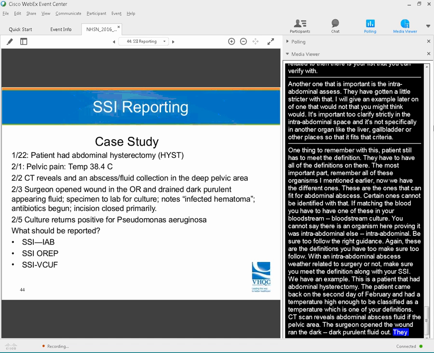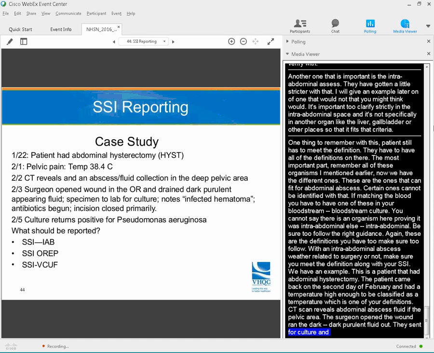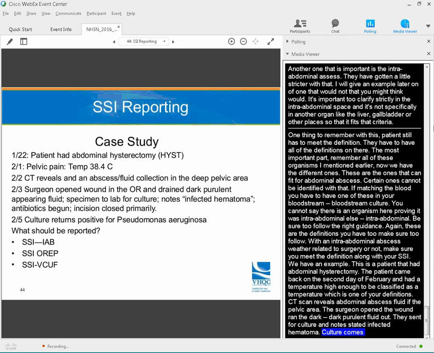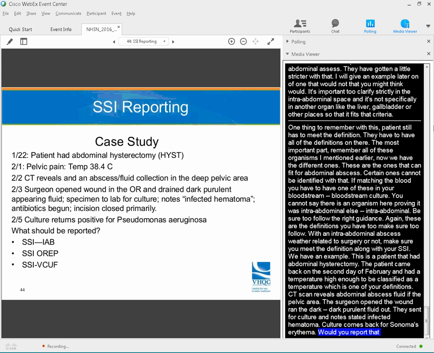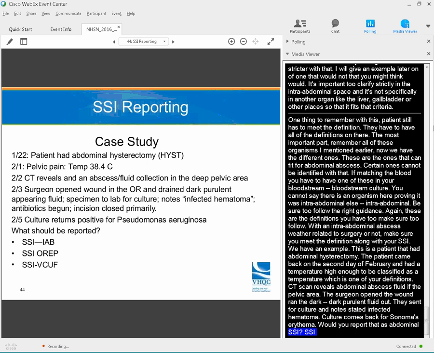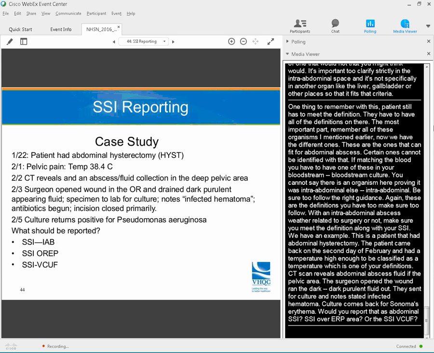Now, would you be reporting this as an intra-abdominal SSI? Would you report it as EP, which is other reproductive organ areas, or would you report the vaginal cuff area? And the answer is the EP. So it's the other reproductive organ area. And a lot of people would miss this and think it should be intra-abdominal. Go to the next slide.